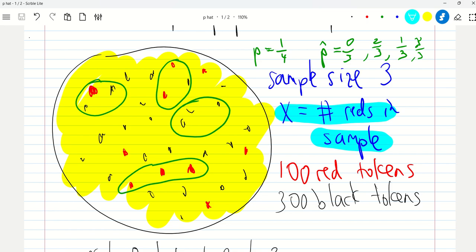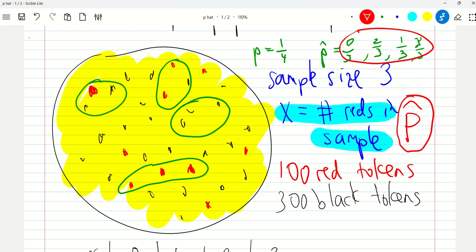But what we're saying, right, is that P hat, I'll just write this here somewhere, is the distribution of all the possible p hats that we get. So if I take heaps and heaps of these samples of size 3 and put them together as a distribution, all that collection of little p hats is equal to this distribution, capital P hat there. Okay, so I hope that makes sense.